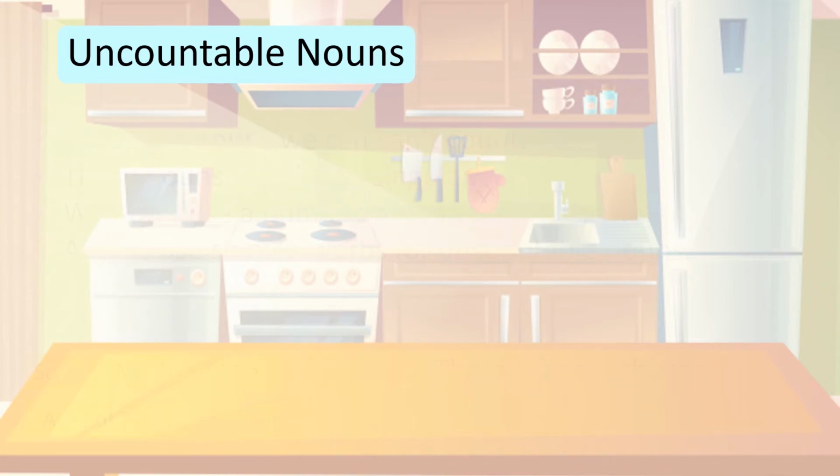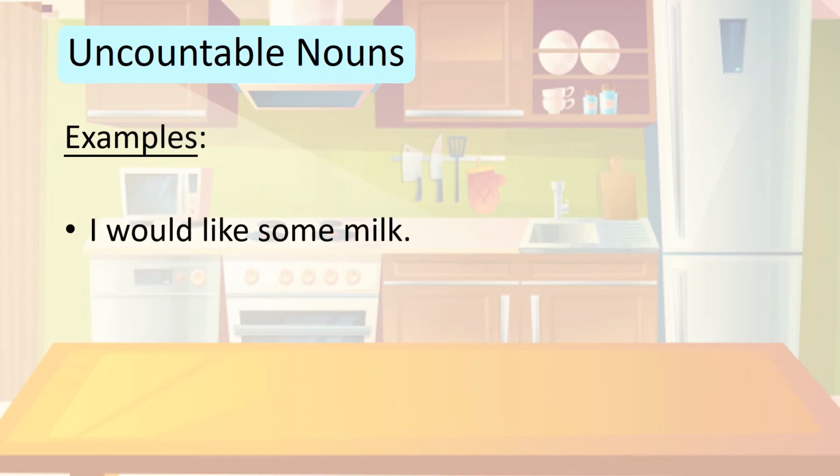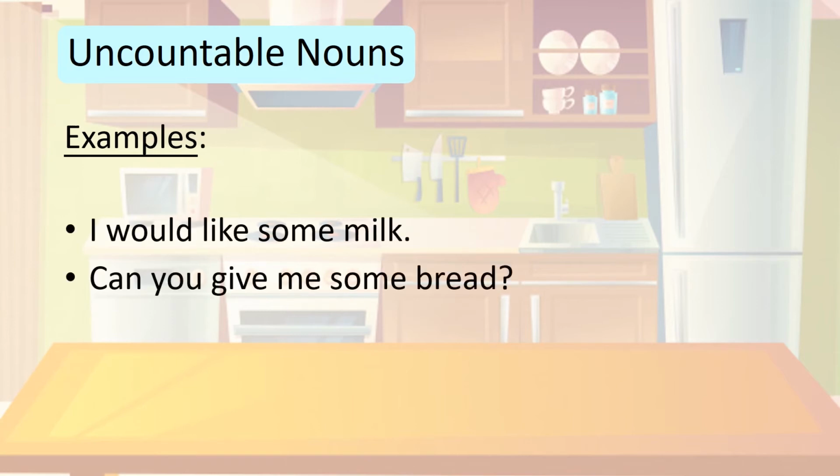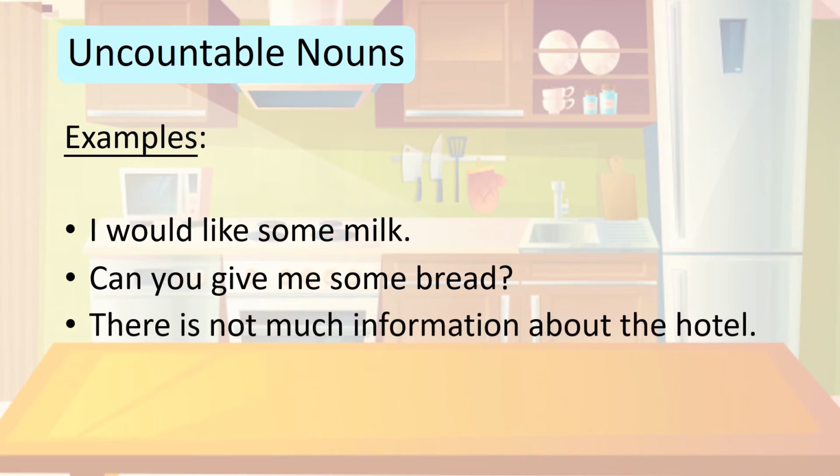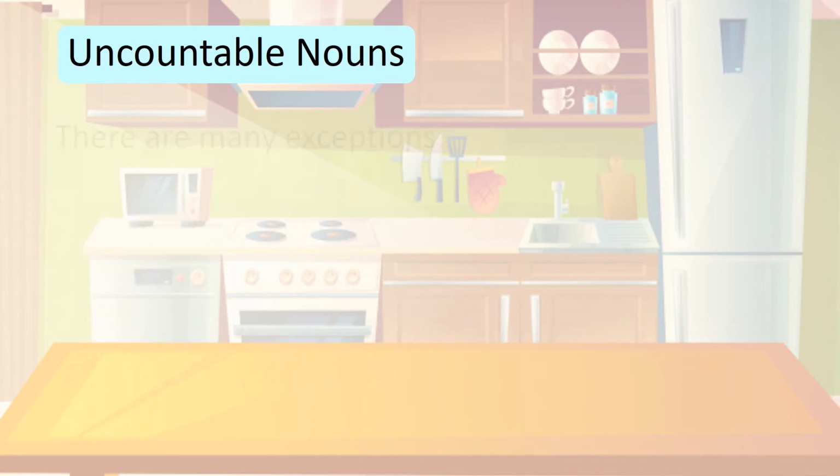Now, let's go through a few examples of uncountable nouns in a sentence. I would like some milk. Can you give me some bread? There is not much information about the hotel. I have a lot of money. It is important to note that there are many exceptions.